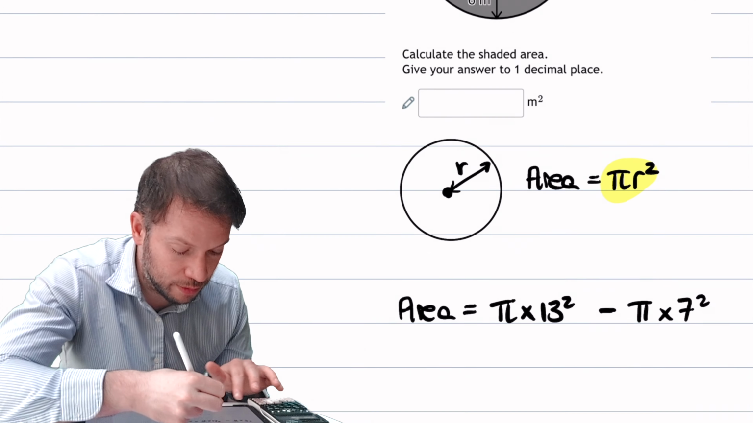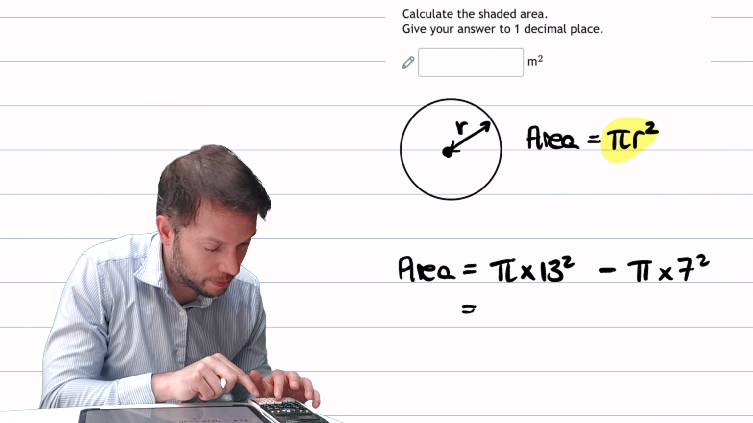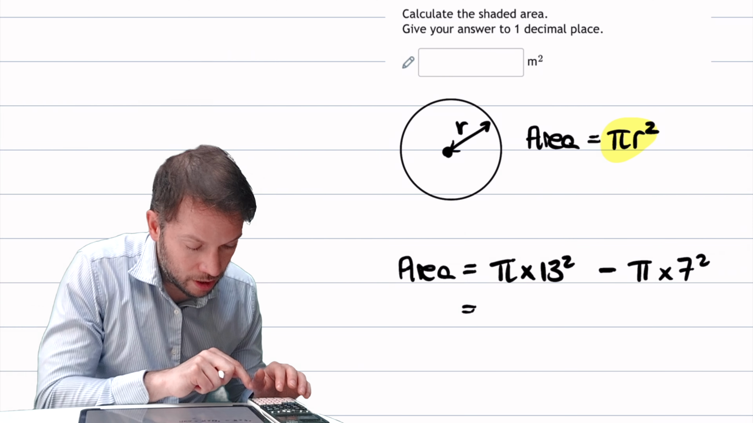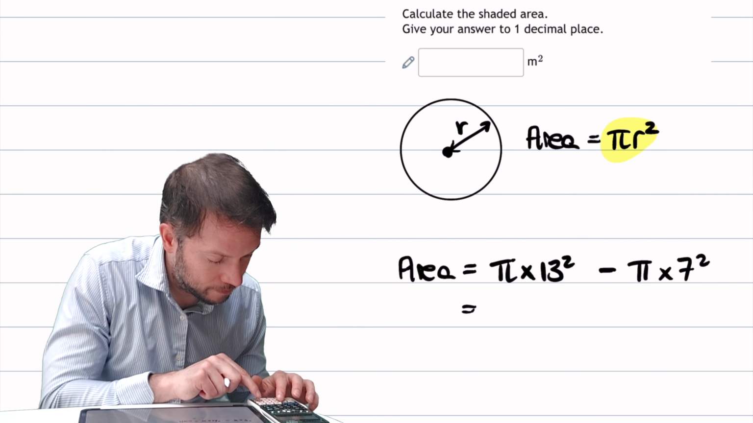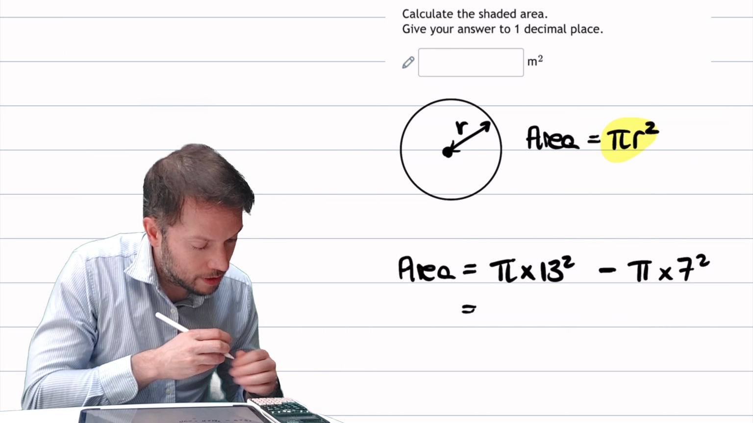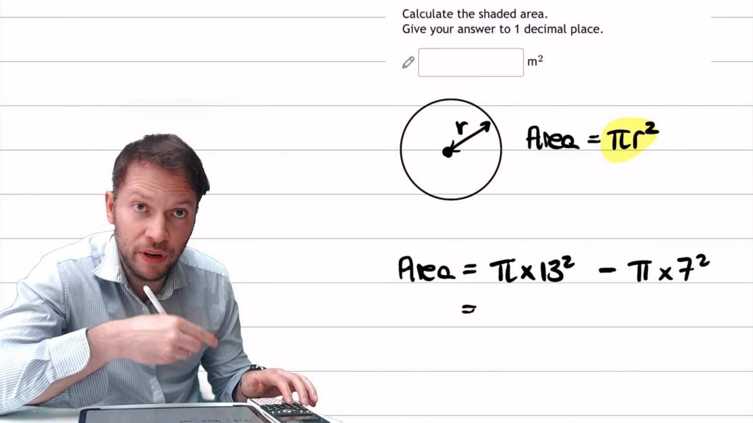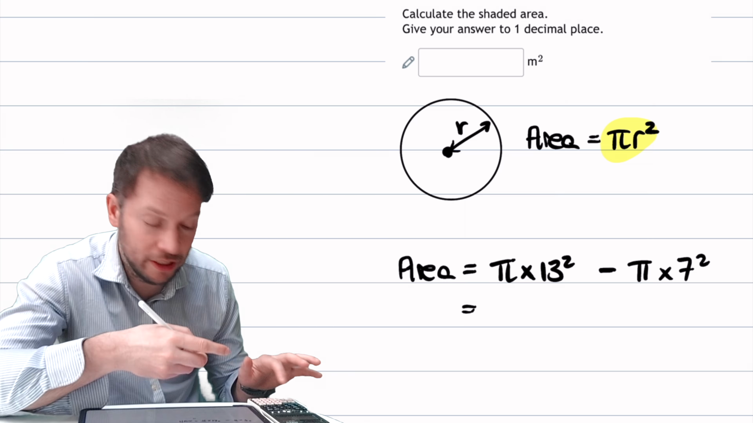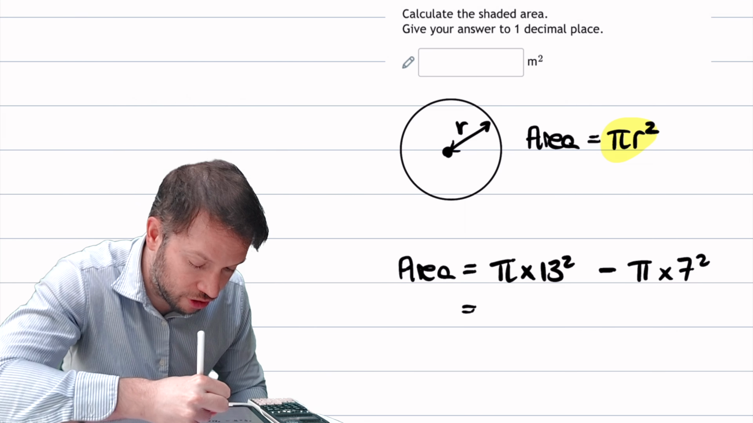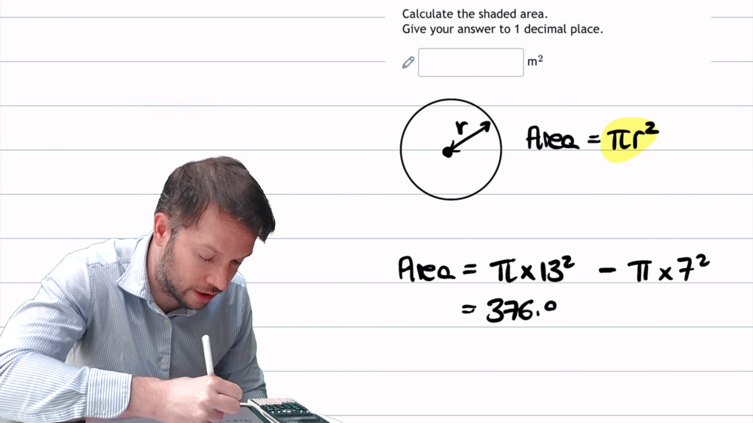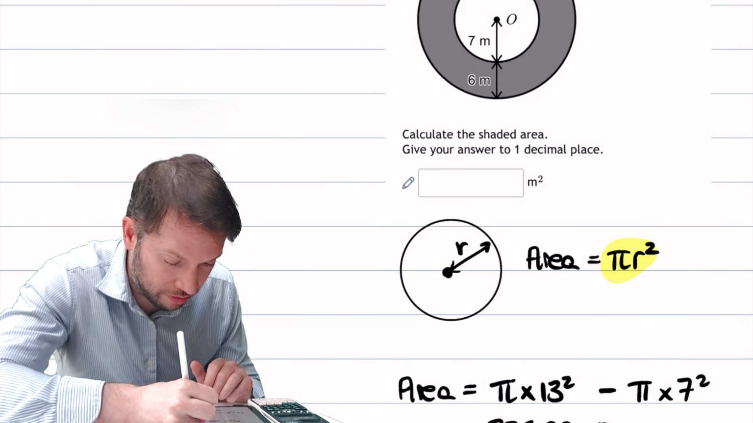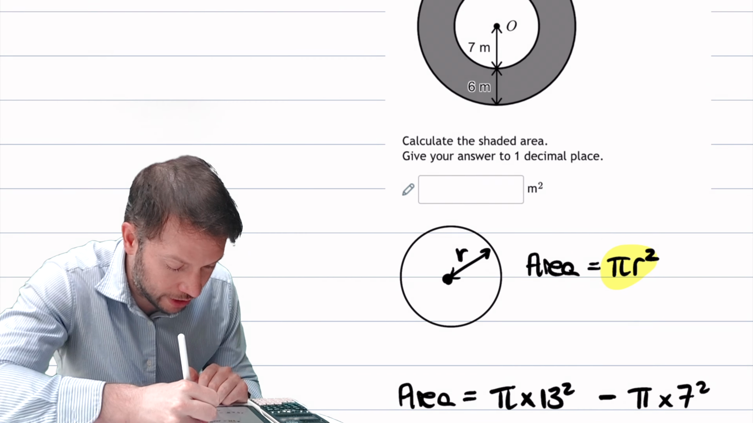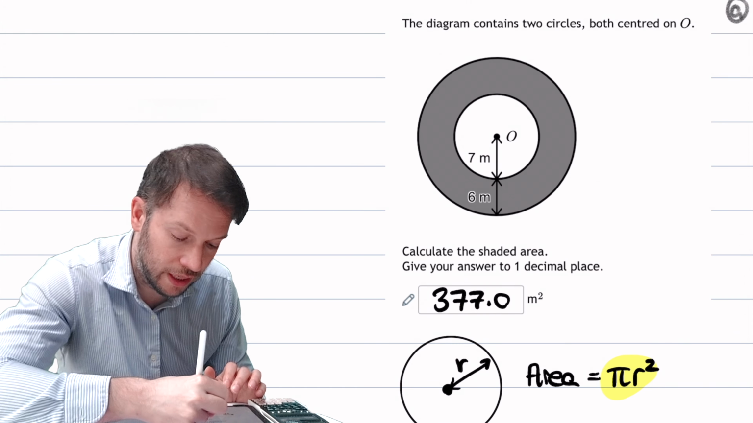Now we want the answer as a decimal, so we can just put this in our calculator. You may use shift to get the pi on your calculator. That gives you 120 pi. If you press the appropriate key to convert into a decimal, you get 376.99 meters squared. It wants the answer to one decimal place, so that's actually 377.0 meters squared, and that is the final answer.